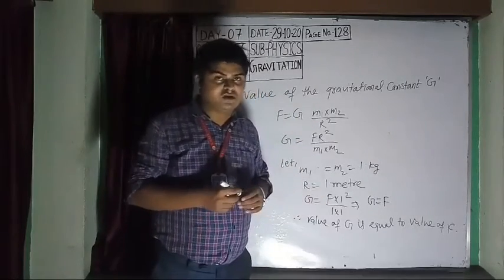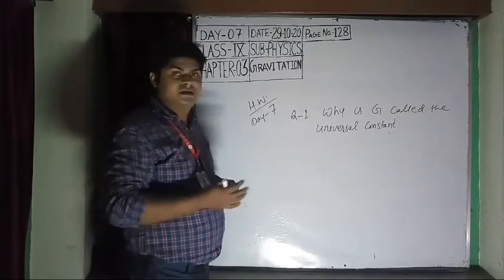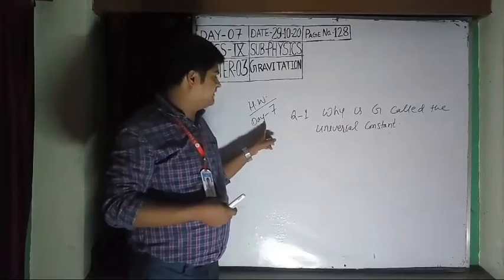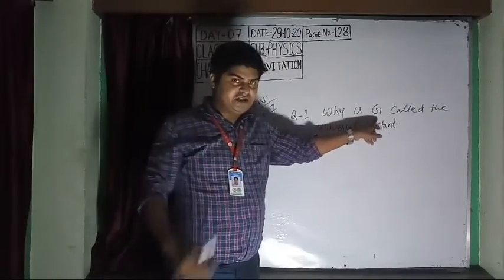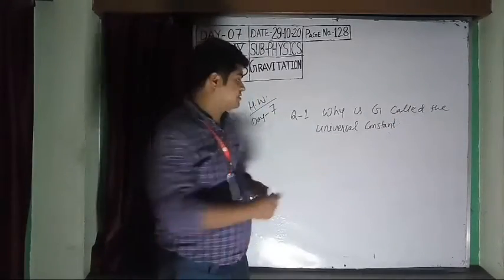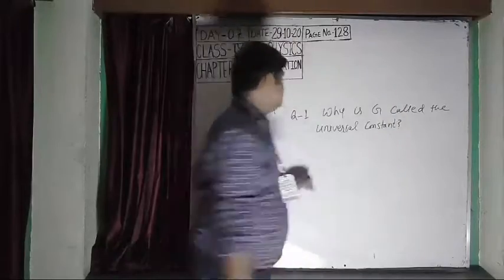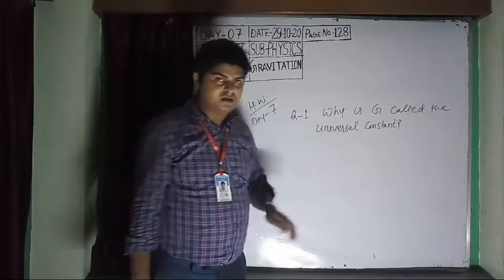Students, now it's time for your homework. Write down the homework. Students, this is your homework for day 7. Today I have given only one question. Why is G, that means the gravitational constant, called the universal constant? Your question is, why is capital G called the universal constant?